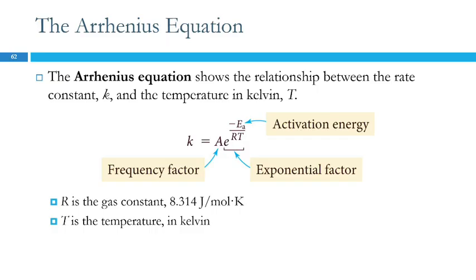As we learned in Chem 1A, the ideal gas constant has different values depending on the units that you use. And so here we need the units joules per mole Kelvin, so we're going to use the 8.314 for the gas constant.